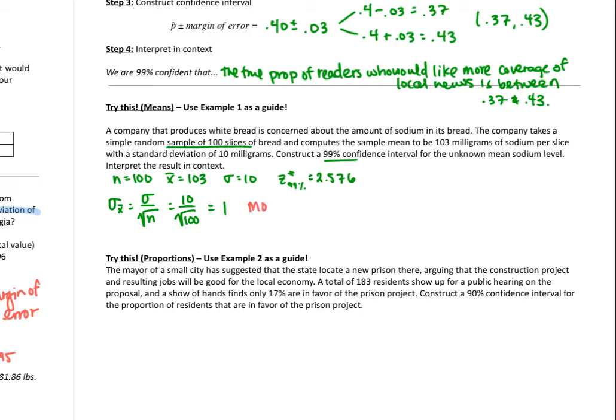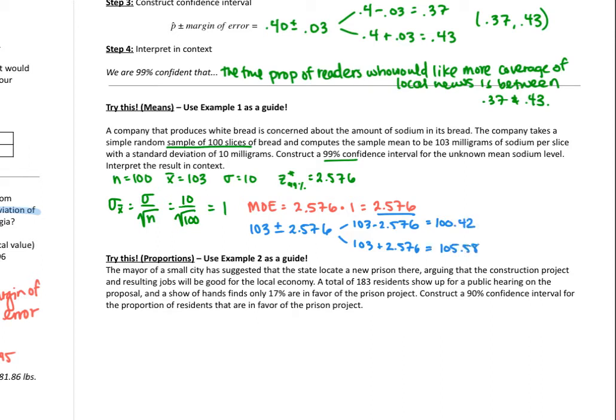So our margin of error is our critical value, 2.576, times our standard deviation, so that's 2.576. And now to construct our confidence interval, it's going to be our estimate, x bar, plus or minus our margin of error, 2.576. So we're going to subtract 2.576, and then we're going to add 2.576. So we get 100.42 as the lower bound, and 105.58 as the upper bound.